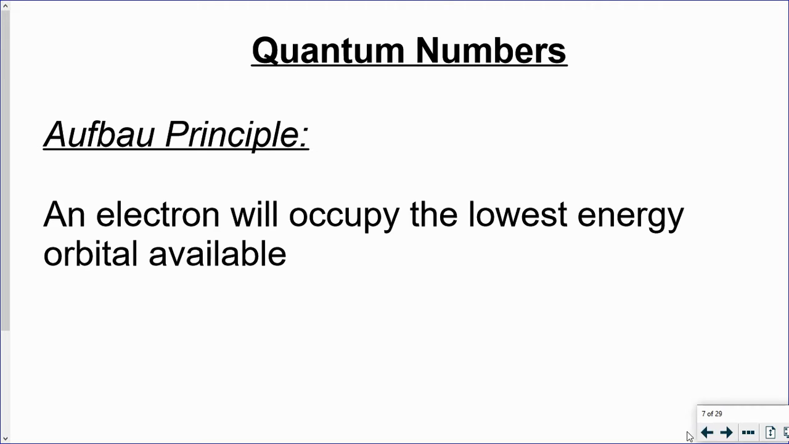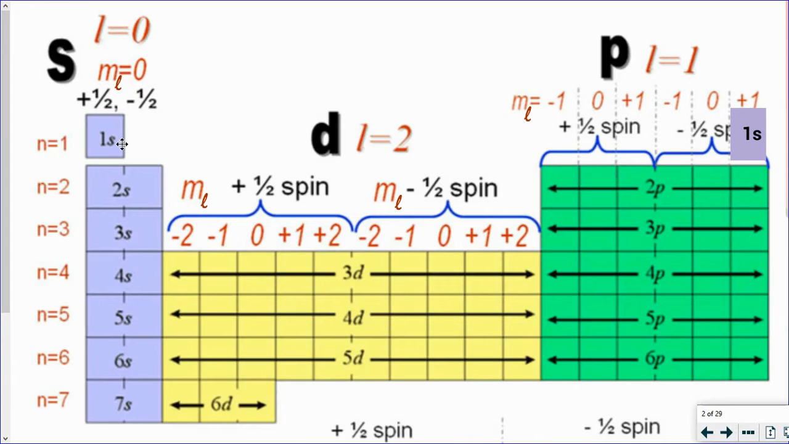We can see this applied in the Aufbau principle. An electron will occupy the lowest energy orbital available. The Aufbau principle helps us determine the order in which electrons fill up an atom's orbitals. So 1s gets filled first, then the 2s, then the 2p, followed by 3s and 3p, then 4s, then 3d, then 4p, then 5s, 4d, 5p, and so on.